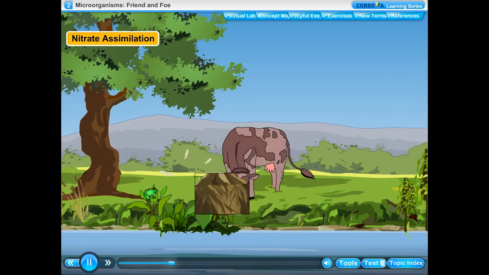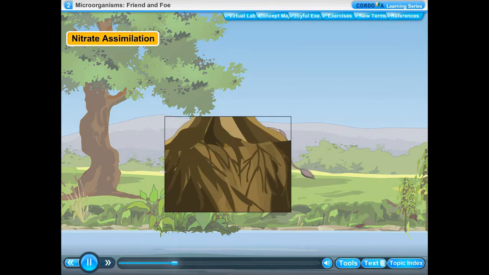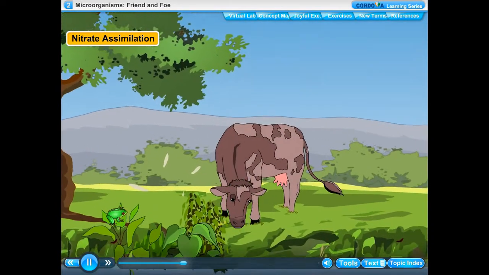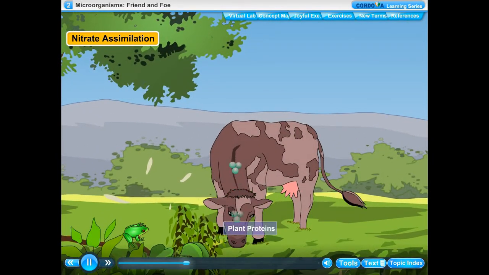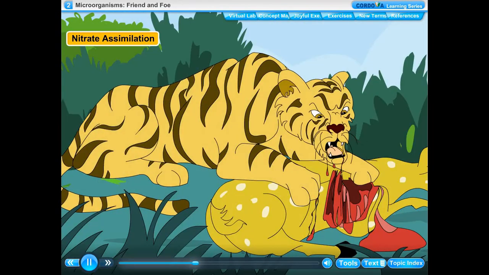Nitrate assimilation. Plants absorb nitrates from the soil through their root system and convert them into plant proteins. The herbivorous animals eat green plants and convert the plant proteins into animal proteins. The herbivorous animals are eaten by carnivorous animals and synthesize animal proteins.